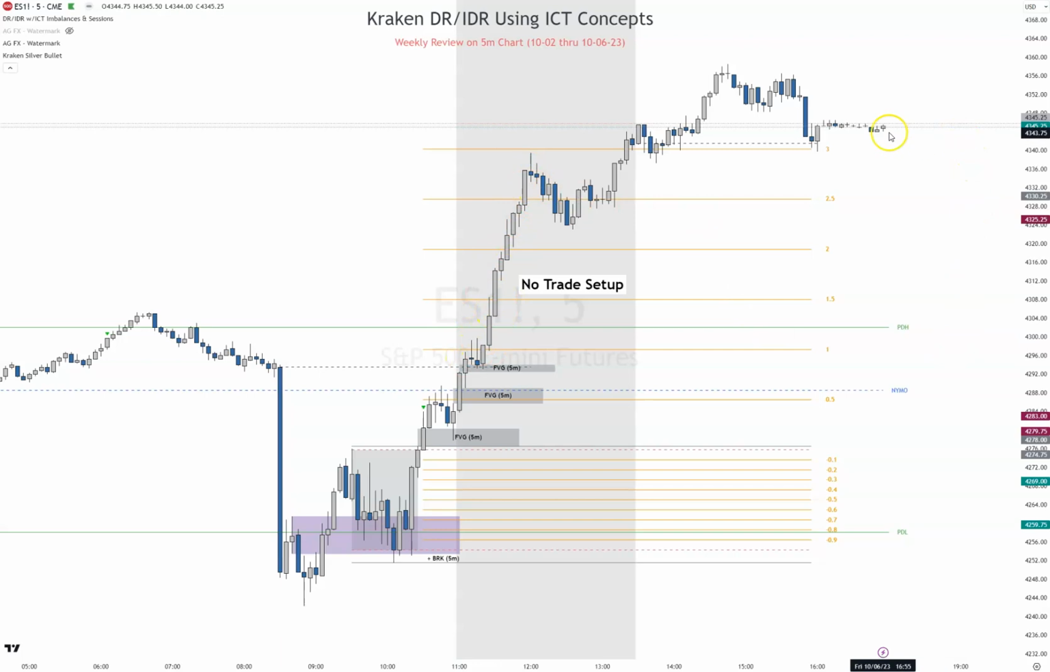It goes up 50 handles here. So you could have easily got a winning trade here, but following my rules, there are no trades. Two good trade setups, but not trade setups per my rules. So again, no trade setup for me.